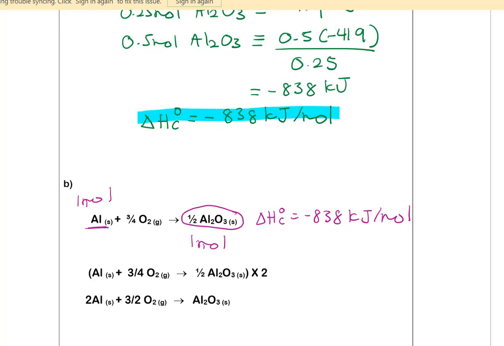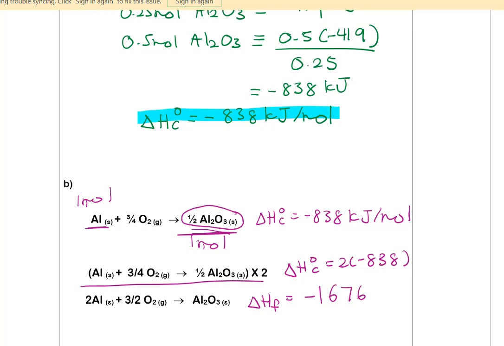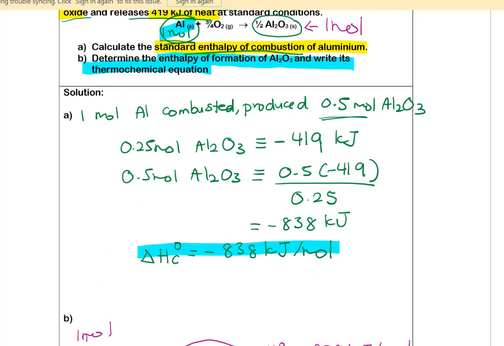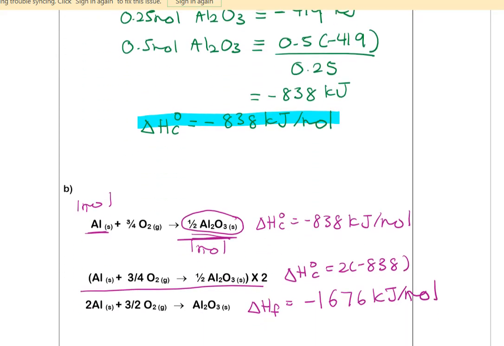Okay, so macam mana kita nak jadikan 1 mole dekat sini? The whole equation kita kena multiply dengan 2 lah. So, if the whole equation kita multiply dengan 2, so delta H pun kita kena multiply juga dengan 2. So, kita akan dapat formation, enthalpy formation, negative 1676 kilojoule per mole.